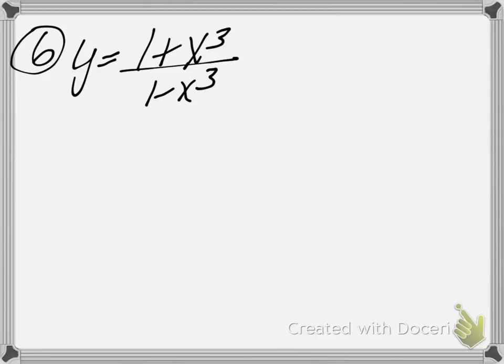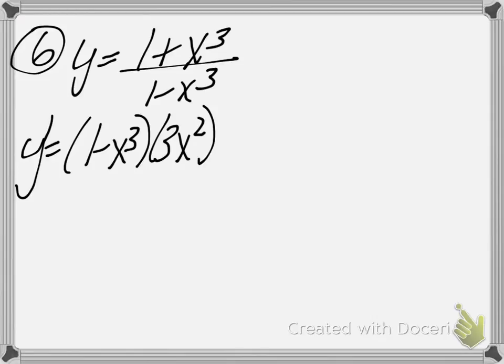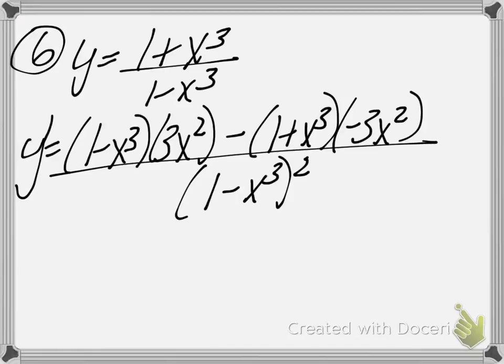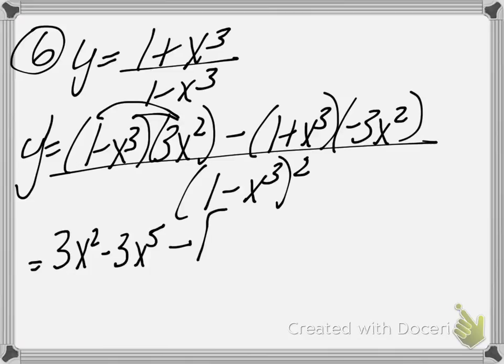Okay, number 6. Okay, quotient rule. Bottom times the derivative of the top minus the top times the derivative of the bottom all over the bottom squared. Okay, that's not a choice, so we're going to simplify the numerator, distribute this 3x squared. Okay, now here's where you have to be careful. It's minus whatever comes after. So I'm going to distribute this negative 3x squared.